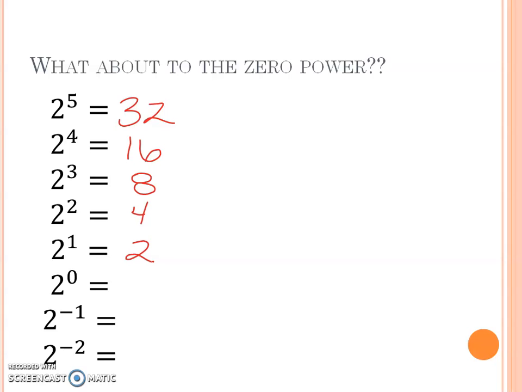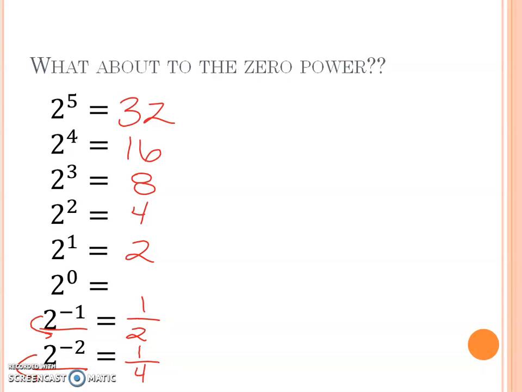2 to the 0, we're not sure on. 2 to the negative 1, remember that moves down to the bottom. It becomes 1 over 2 to the first power, which is 1 over 2, so that's 1/2. And then 2 to the negative 2, move that to the bottom, that's 1 over 2 squared. Well, what is 2 squared? 2 squared would be 4, so that becomes 1/4. Okay? So basically what I'm going to ask you guys to do is try and find a pattern. What's a pattern that you see either as you're moving up or as you're moving down?